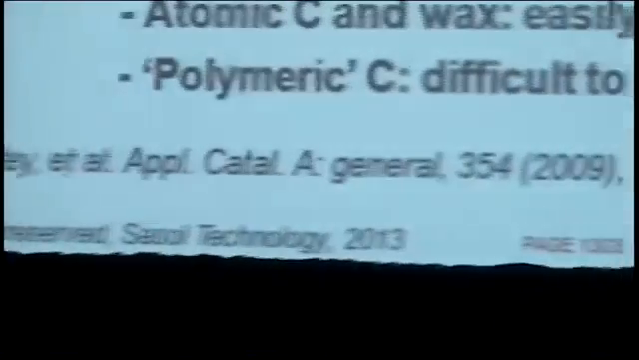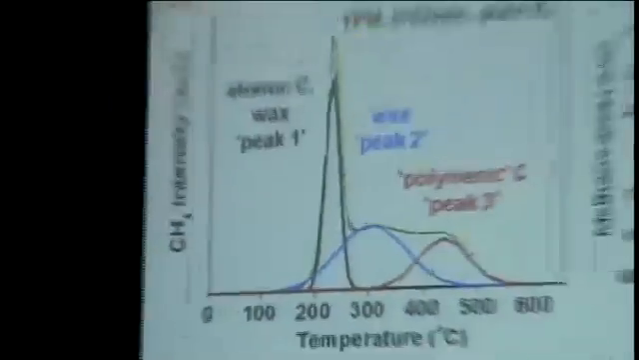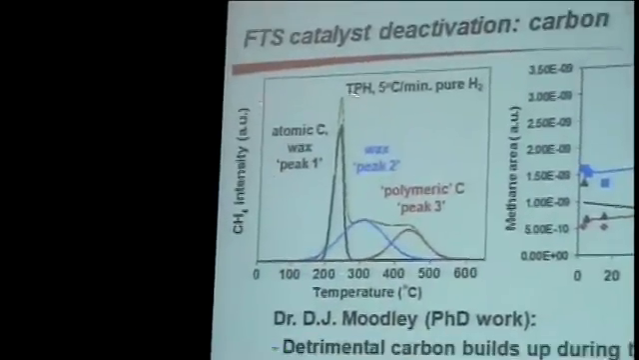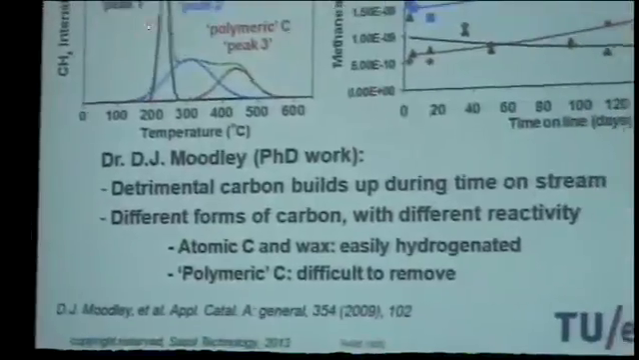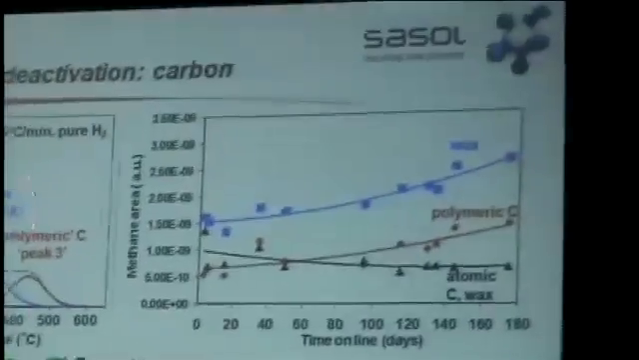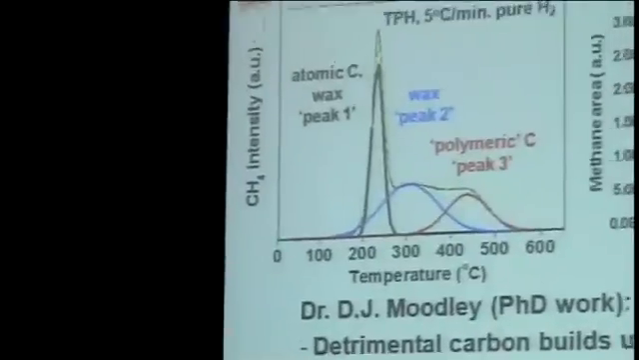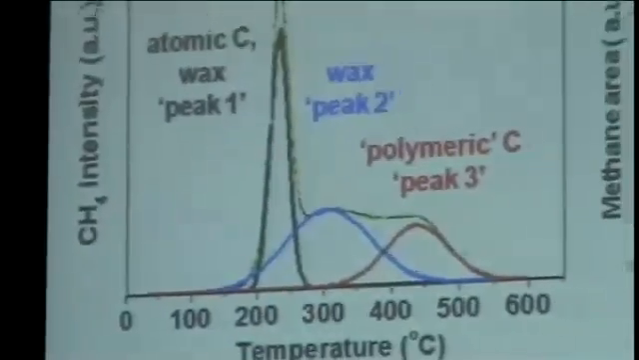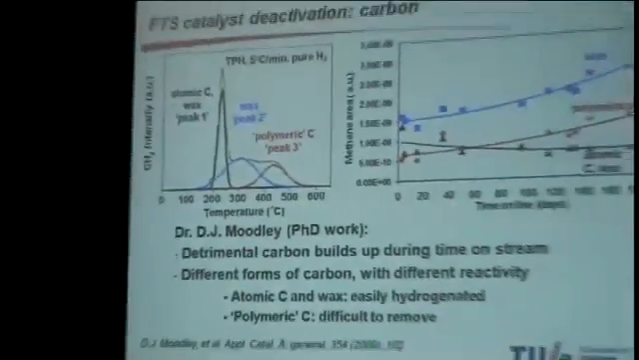On real catalysts, the work of Denzel Moodley, also done in Eindhoven, showed that a spent catalyst contains several types of carbon. This was shown in the TPH experiment, and based on the temperatures where the methane peaks appear, they were classified as atomic carbon and wax, a bit higher temperature peak also attributed to wax, and then polymeric carbon, which actually required quite high hydrogenation temperatures in order to be removed. On top of that, this polymeric carbon builds up with time online on the catalyst.